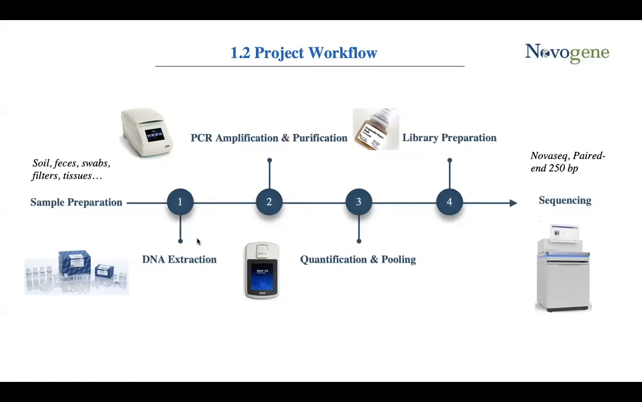Then after the sample QC, we use specific primers to amplify the target regions of interest and do purification using magnetic beads. After that, the Qubit fluorometer helps to quantify the PCR products, and agarose gel electrophoresis separates and recovers the target fragments. The next step is library preparation. Finally, we take the library to the Illumina NovaSeq 6000 sequencer for paired-end 250 bp sequencing.